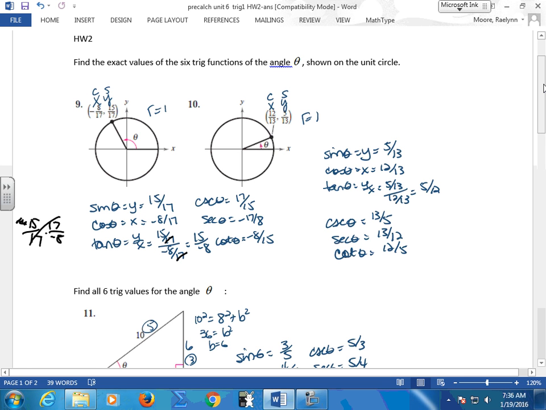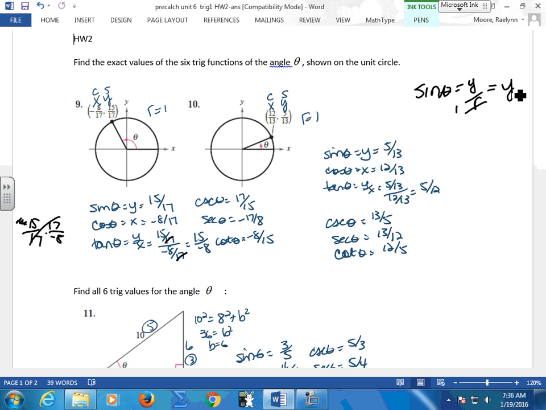The unit circle is nice because when you take the sine and you do y over r, r is 1, so it just becomes equal to y. That's a good one to get under your belt, that when you're on the unit circle, the sine is the y, the cosine is the x, and the tangent is just the y over x. The rest of the other three, just flip them over. Those are their reciprocals.